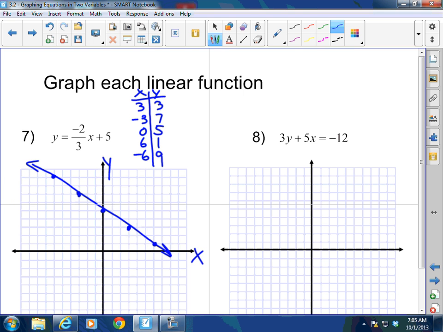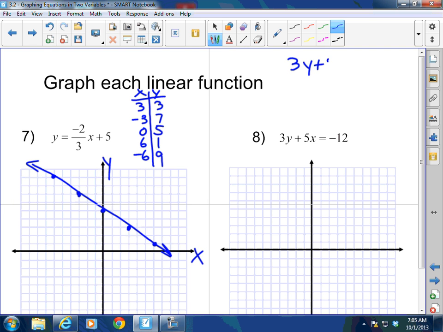Number 8, 3y plus 5x equals negative 12. Okay, temptations. Oh, I'll use the x-intercept and y-intercept method. Well, no, not really, guys. What happens here is, yes, 3 is a factor of negative 12, but 5 is not. So you're going to have a fraction, and it's extremely difficult, almost impossible to accurately graph a fraction by hand. So we're going to have to actually solve for y here.